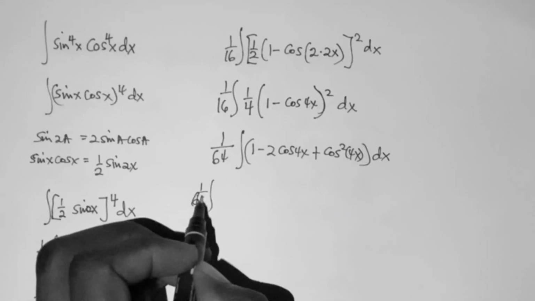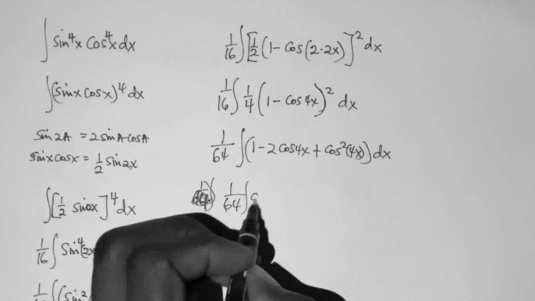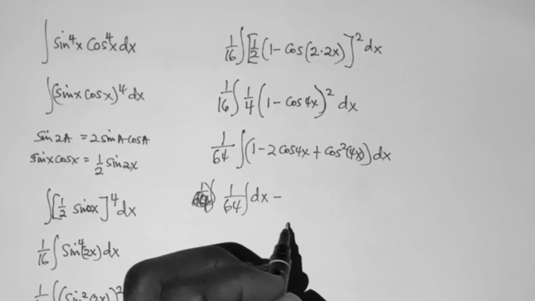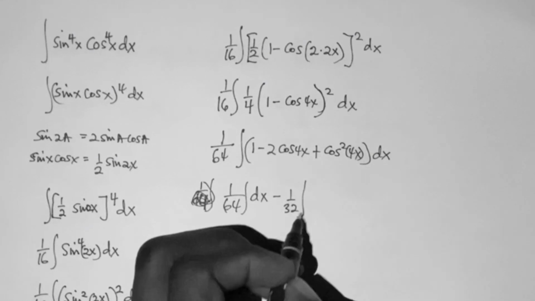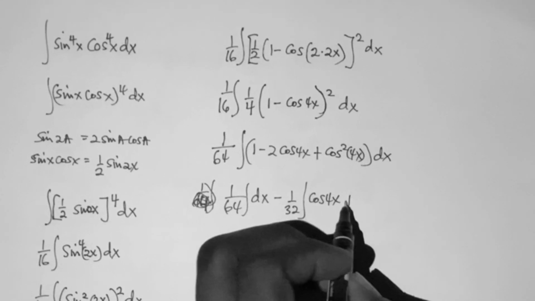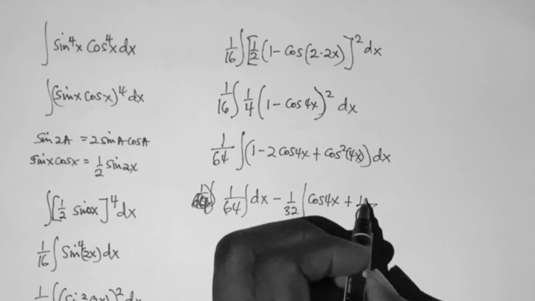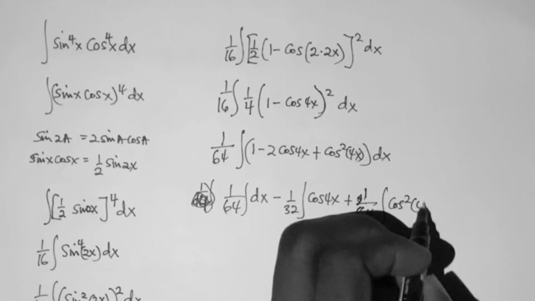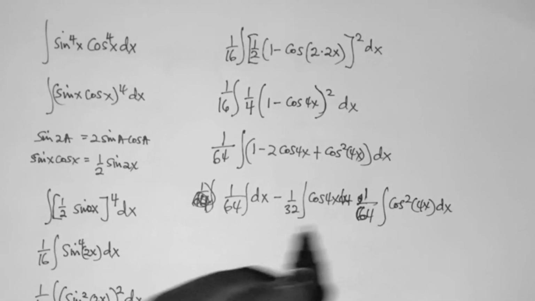So let me rewrite this: 1 over 64 integral of dx, then minus, now 2 divided by 64 is 1 over 32, so minus 1 over 32 integral of cos 4x, and then plus 1 over 64 integral of cos squared 4x dx. So there's dx at all of these places.